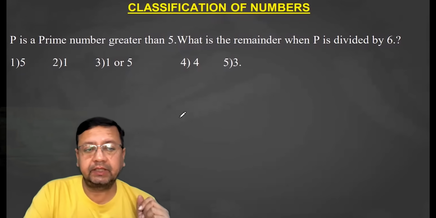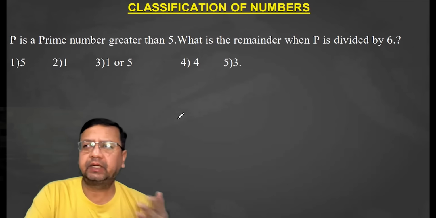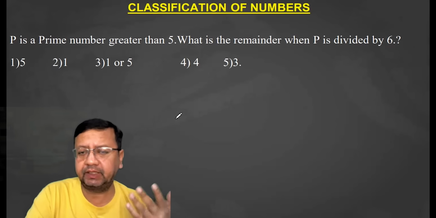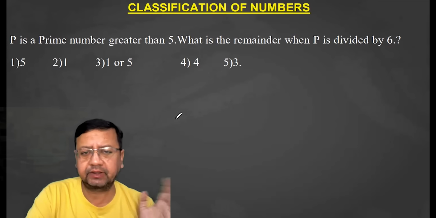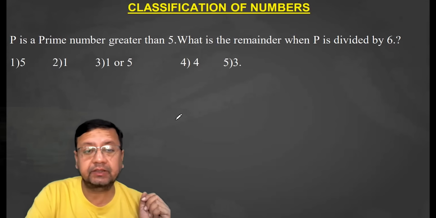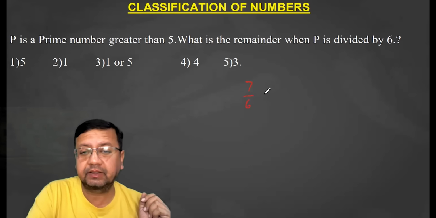Now, this says P is a prime number greater than 5. So greater than 5, you can take 7, 11, 13, 17, 19, 23, etc. What is the remainder when P is divided by 6? Okay. So if you take, say, 7, 7 divided by 6, what is the remainder we are getting here?